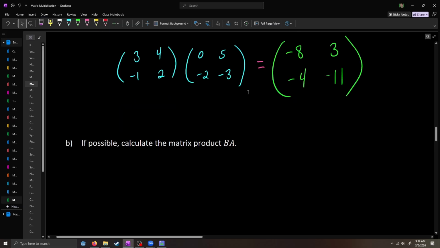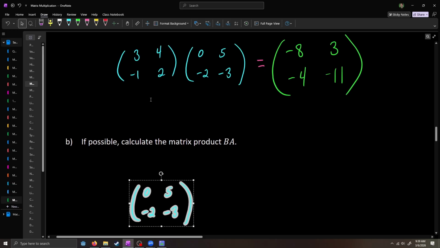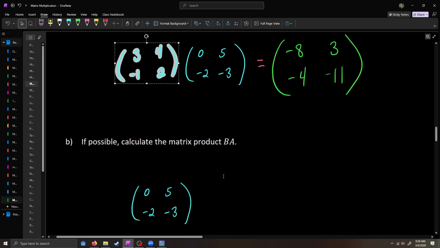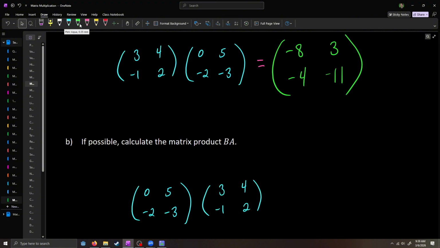Let's do it again, but in the other order. This time putting matrix B first in the product and putting matrix A second in the product. In this case, reversing the order of the product still gives us a result that is compatible in its size, because again, a 2 by 2 matrix times another 2 by 2 matrix.